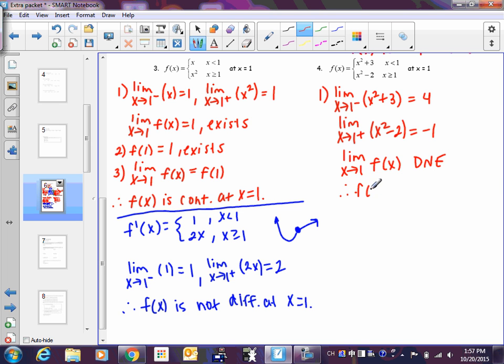Therefore, f of x is not continuous at x equals 1, which means it's not differentiable. So it's kind of nice when this happens early on. It really saves you the work.